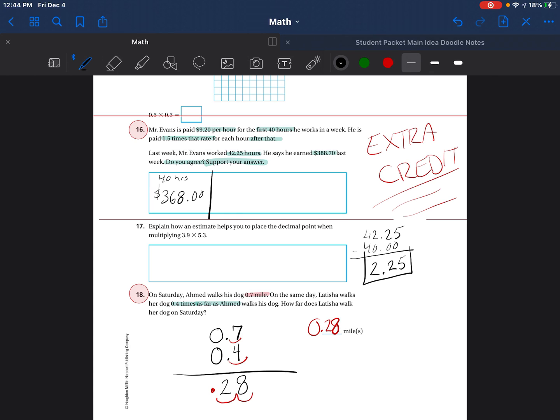Well, he doesn't just earn $9.20 for those extra hours. He earns 1.5 times that. So I take 9.20 times 1.5. Oops, sorry, I wrote that in the wrong spot. So 5 times 0 is 0. 5 times 2 is 10. 5 times 9 is 45. Plus 1 is 46. Placeholder. 1 times 0 is 0. 1 times 2 is 2. 1 times 9 is 9. Add it up.